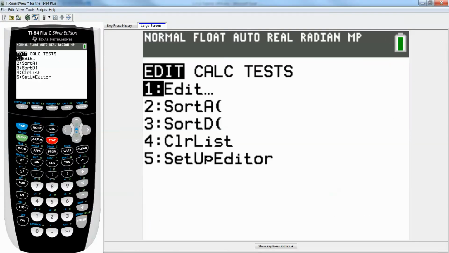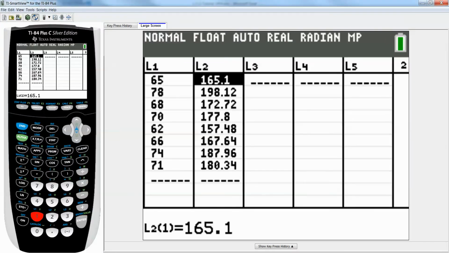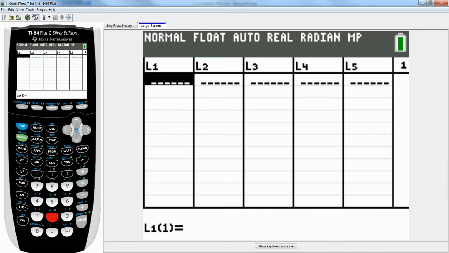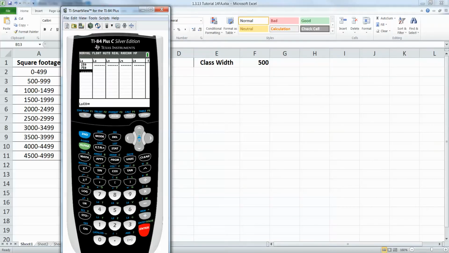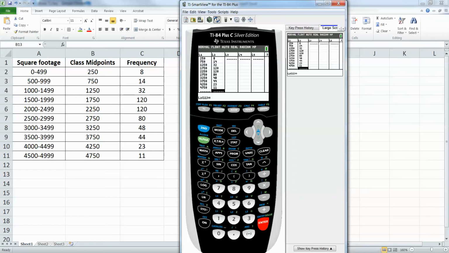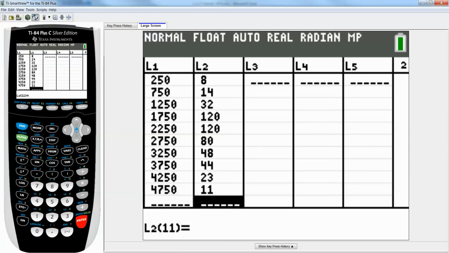Then you go to Stat, Edit, go up and clear, enter. Go over, up, clear, enter. And now you're going to type in your numbers. Right? I'm going to pause. I will be right back. I'm going to type in all these numbers over here, and I'll be right back with that. All right, I have them all typed in. I've got my L1, which are my midpoints, and I've got my frequencies for L2 here. Make this bigger so you can see.